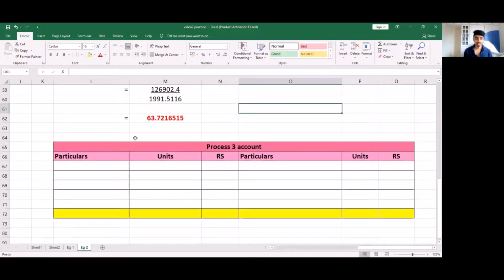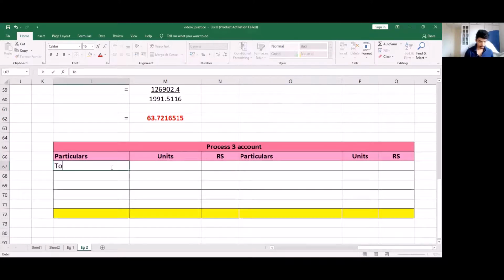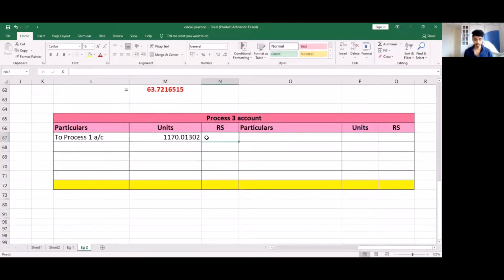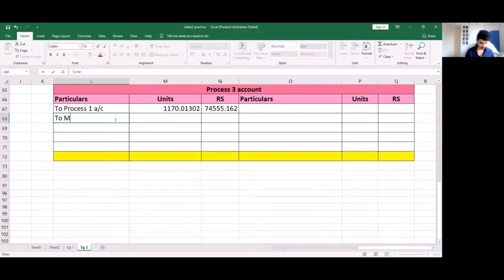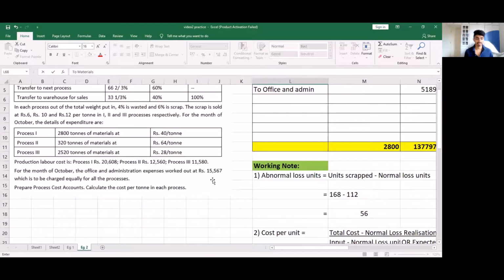Now coming to process 3 account. So we have process 1. Our units will be the same as what we have transferred. And the amount will also be the same as what we have transferred from process 2 account. Next will be materials. Materials in the question for process 3 is given as 2,520 tons at 28 per ton.